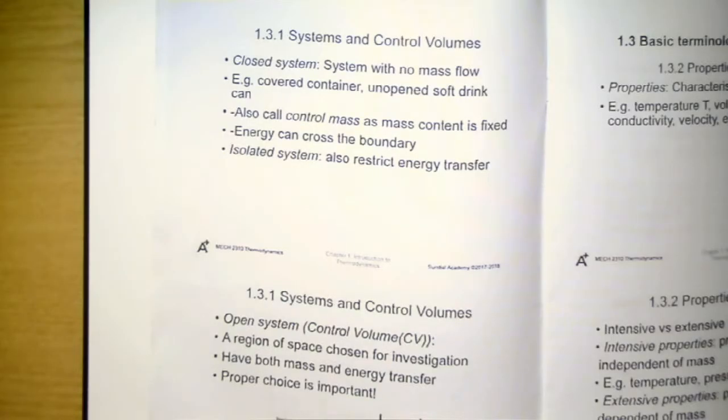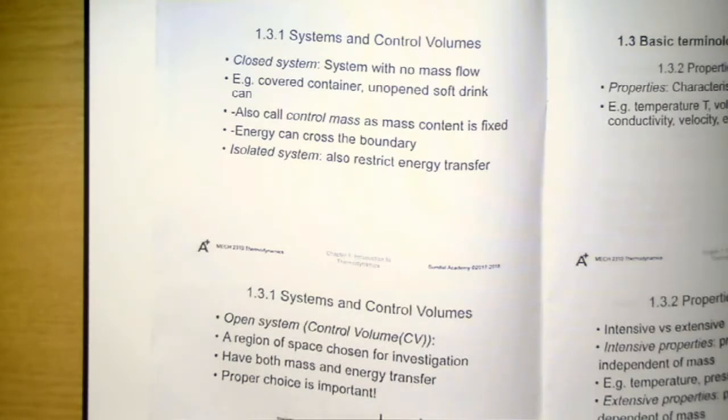A system can be classified as open or closed. A closed system refers to those with no mass flow. This can be a covered container or an open can of soft drink, etc. We also call a closed system control mass because the mass content there will be fixed.